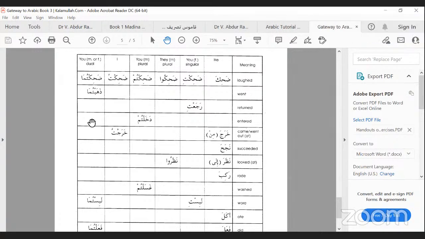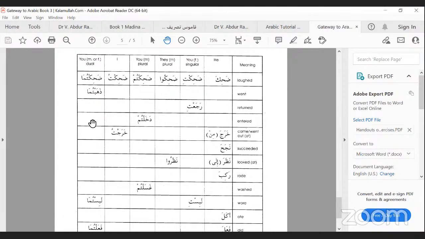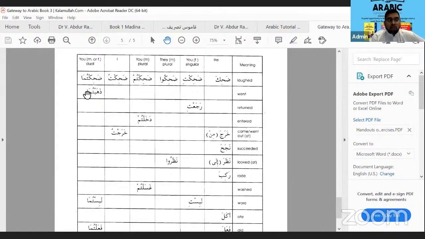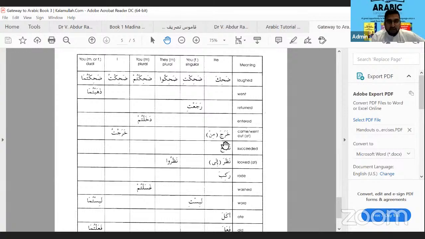How would you say the next, last one? You two boys or females entered. How would you say that? Dakhaltuma. Excellent. Do the next one.